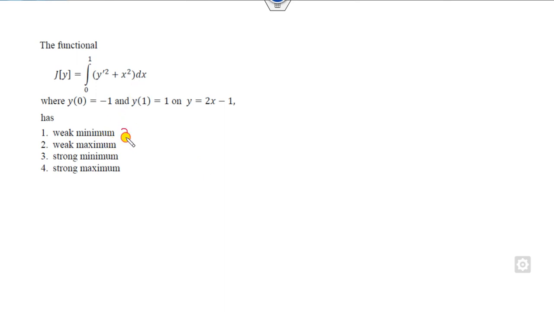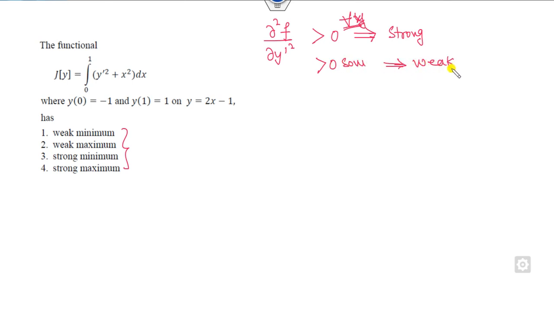Okay, which of the following is a weak minima, weak maxima? Now again there is no need to solve them. What is the condition for weak minima and maxima? If you find this and it is greater than 0 for all x, or for all the extremals, then we can say it's strong. If it is greater than 0 for some x, then we will call it weak. Otherwise weak minima, strong minima. If it is less than 0, then we call it a maxima.